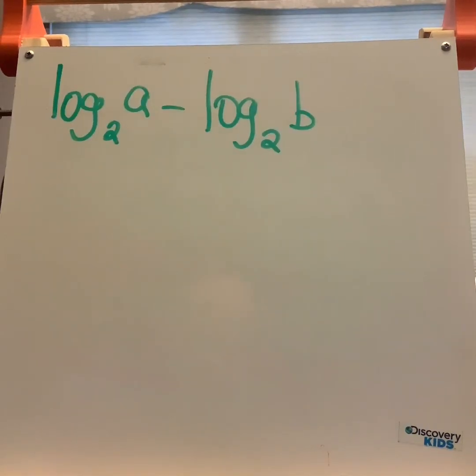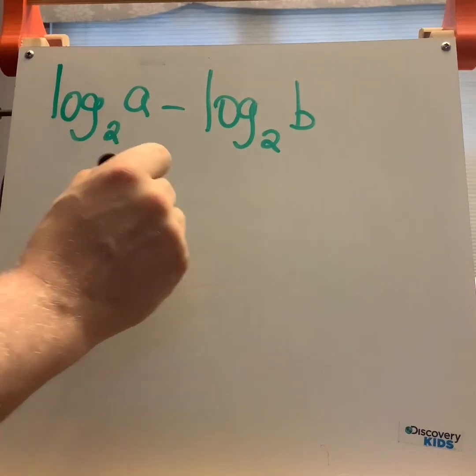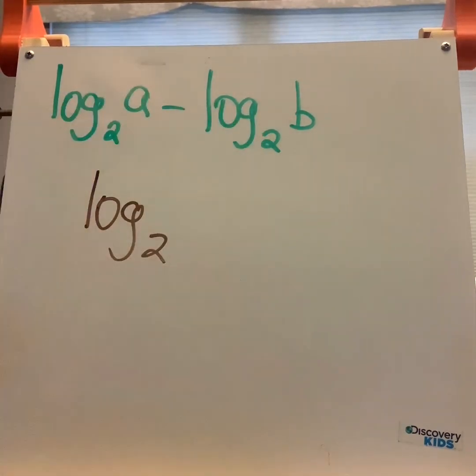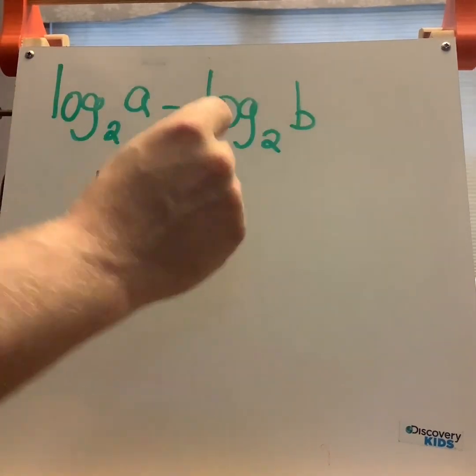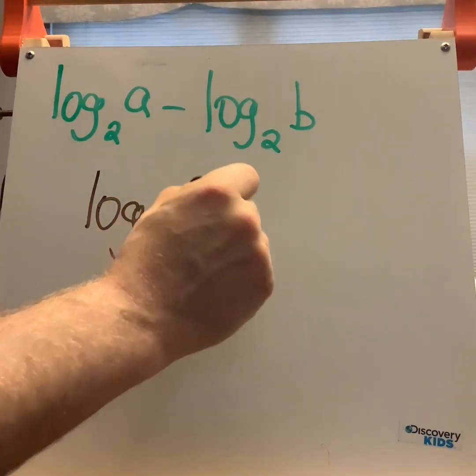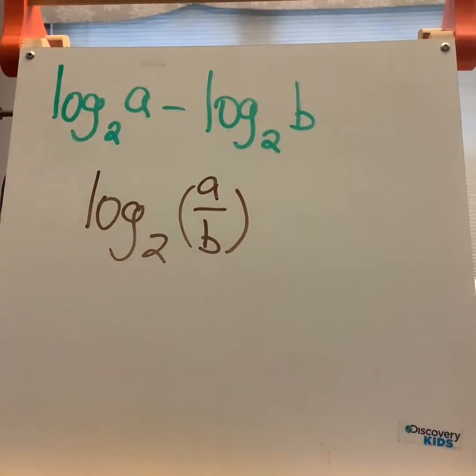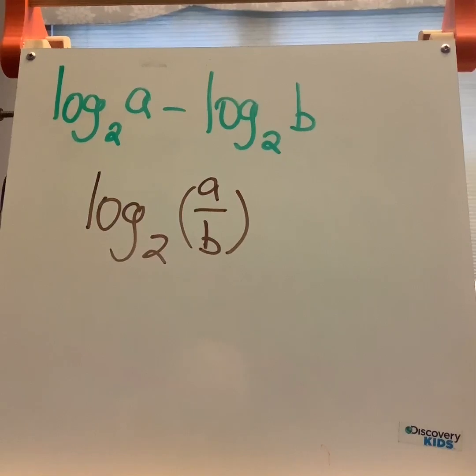And then similarly, we go in the other direction, the log base 2 of a minus the log base 2 of b. We're going to write this as a single log expression. This is just the log base 2, since they're both log base 2. And we have a minus b, which is just a divided by b. So it's the log base 2 of a divided by b.